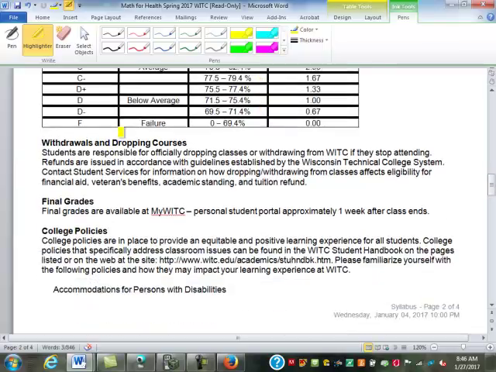Withdrawals and dropping. Just a very quick note here. There are deadlines in the student handbook for dropping and refunds and stuff like that. I'm not going to try to go through those. But if you do, for some reason, need to drop this class or withdraw from school, don't just disappear on us.